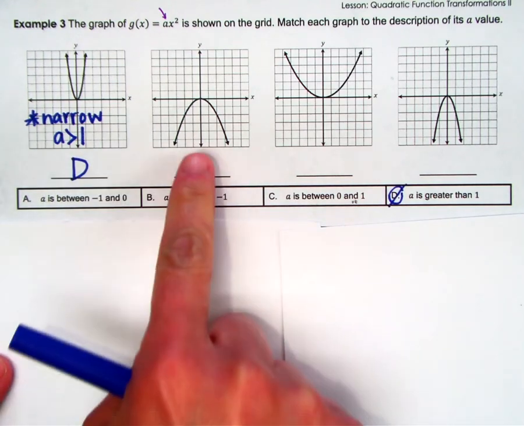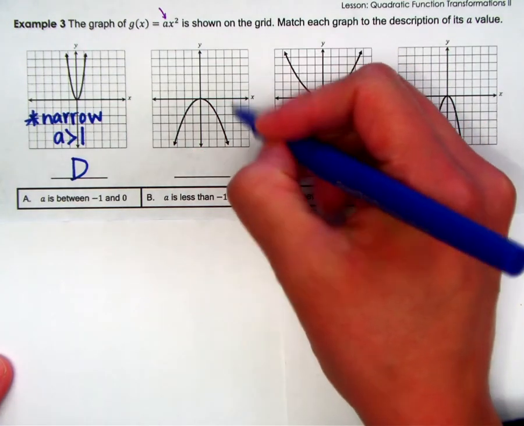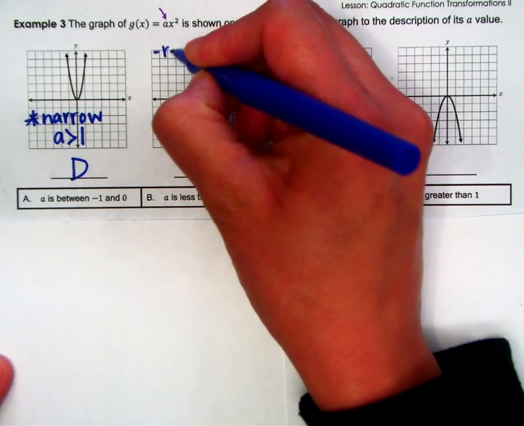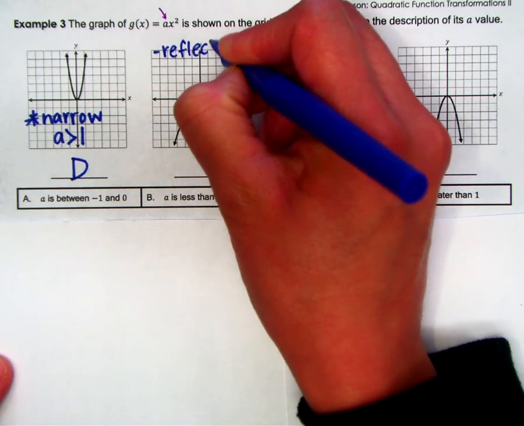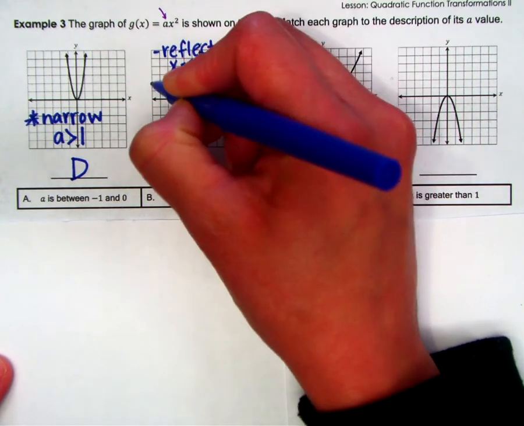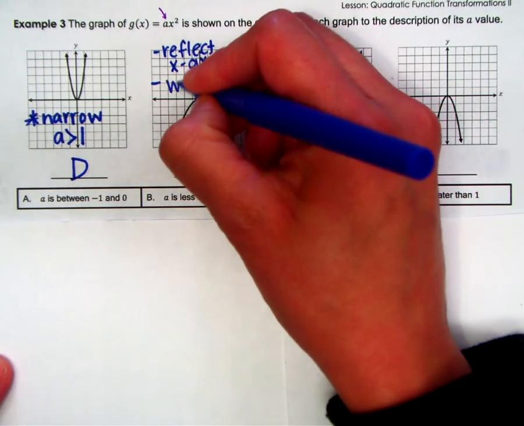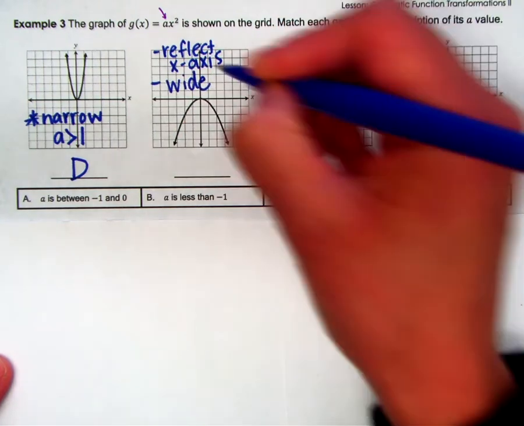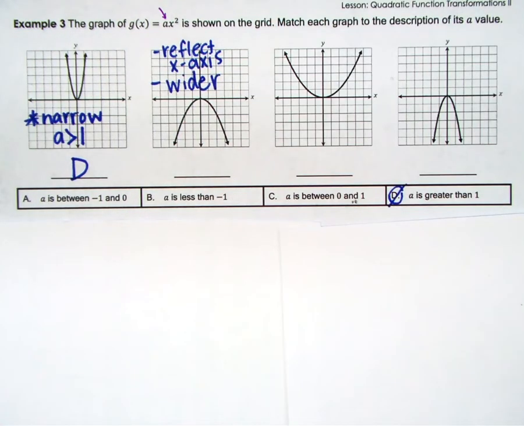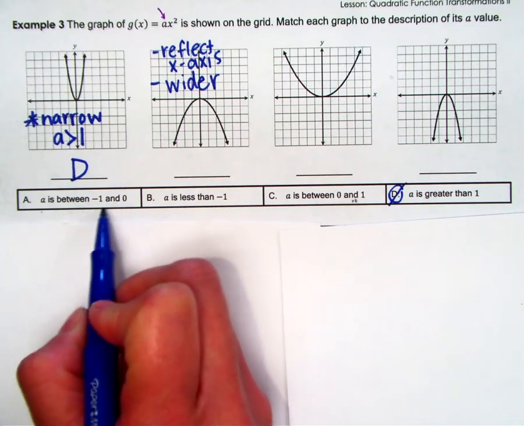When I look at this graph, there's two things going on here. There's a reflection across the x-axis. And this graph looks wider. So if there's a reflection across the x-axis and it's wider, we're going to describe this as a value between -1 and 0.